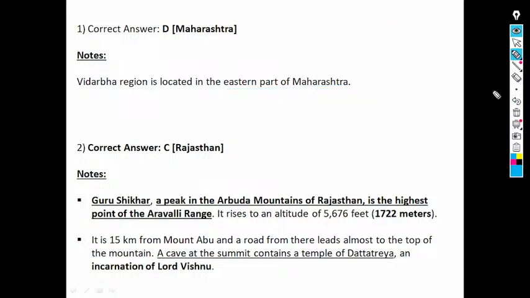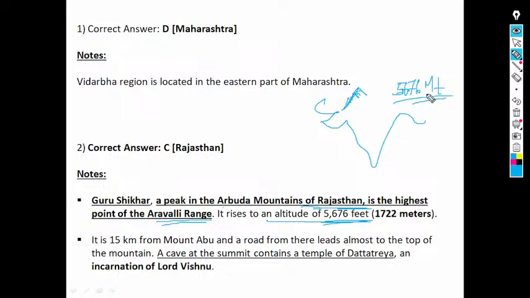Guru Shikhar Peak is in the Arbuda mountains of Rajasthan. It is the highest peak of the Aravalli range. If we see, Guru Shikhar Peak is here, in the Aravalli range. It rises to an altitude of 5676 feet.